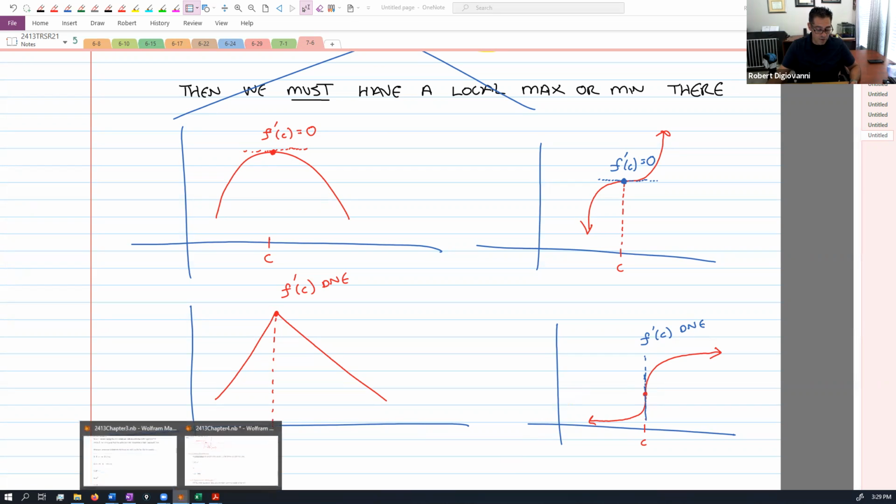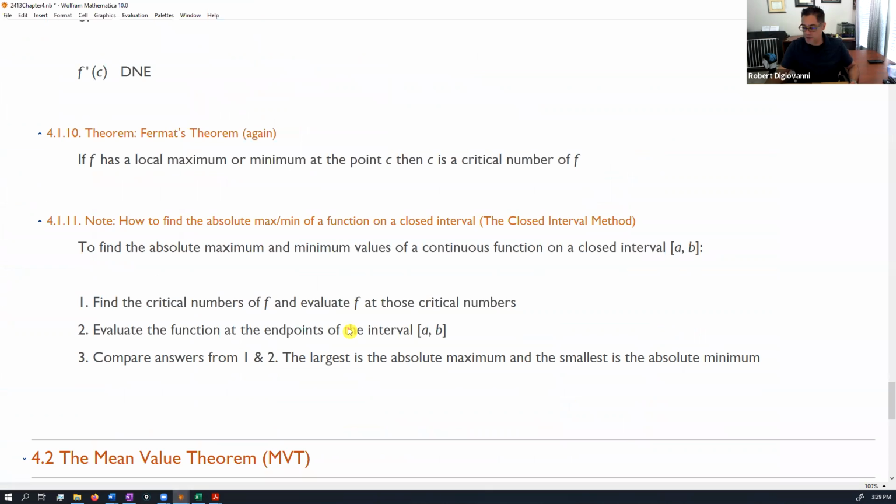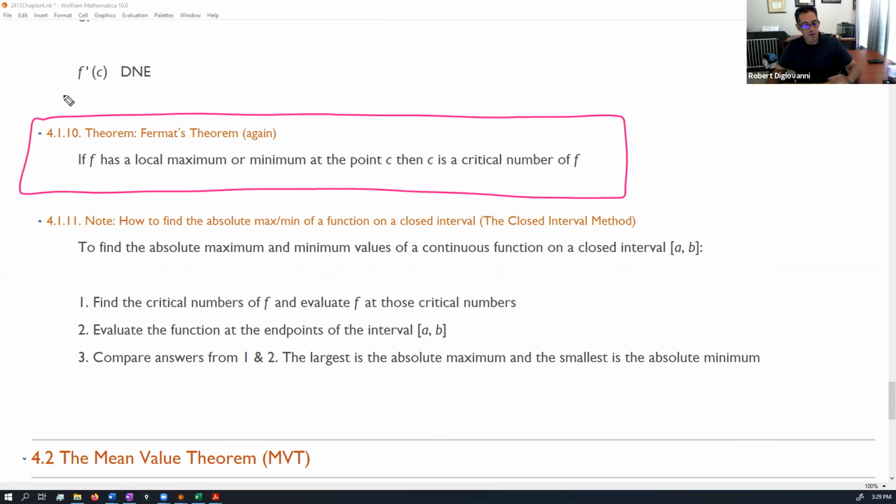Now, why are critical numbers important? Because of the next theorem, Fermat's theorem. If your function has a local max or min, if it does, it may not, but if it does have a local max or min at some point C, then I guarantee you that that must be a critical number.